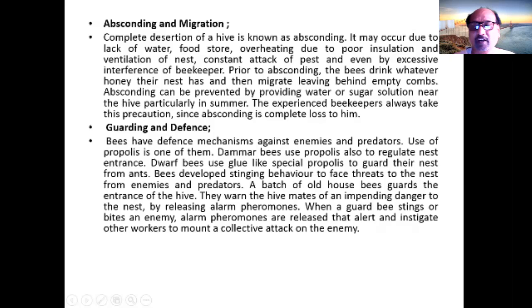Then the guarding and defense. Already we have studied, students, that the worker bee has the sting apparatus, and with the help of it they can defend. The bee hive has defense mechanisms against enemies and predators. Use of the propolis is one of them. The dammer bees use the propolis also to regulate the nest entrance. Dwarf bees use the glue-like special propolis to guard their nest from the ants.